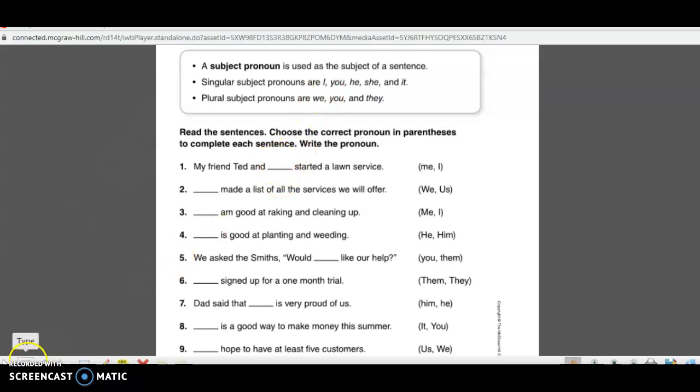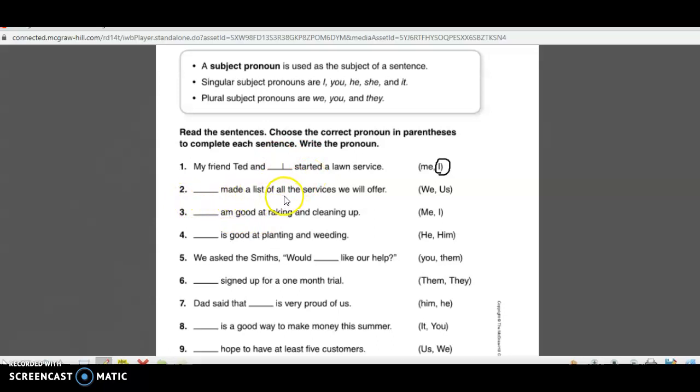Let me see if I can type that in. Put it right here. Okay, so it would be I. Let me circle it over here so we know which one we're talking about. There we go. Okay, so remember, if it's the subject of the sentence, who or what the sentence is about, my friend Ted and I is part of the subject, so we would be using I, not me. Let's take a look at number 2.